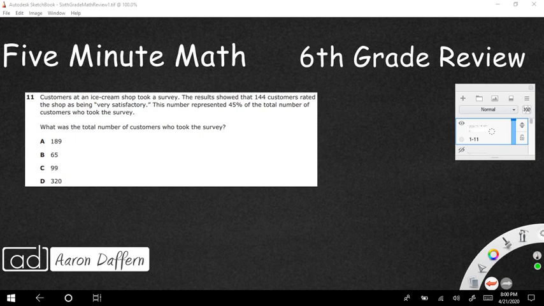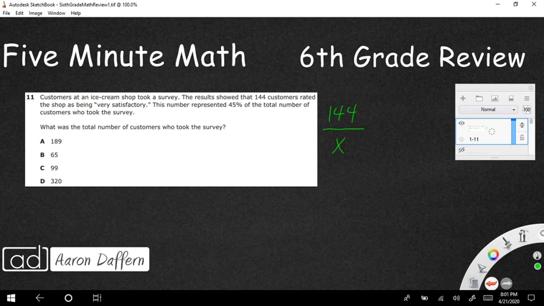And the question we have before us says that ice cream customers at an ice cream shop take a survey. The results show that 144 customers rated the shop as being very satisfactory. So we're going to need to make a proportion here. We just have to figure out where everything goes. This number represented 45% of the total number of customers who took the survey. So what we have is the part: 144 out of the entire total said that they were very satisfied with the ice cream shop.